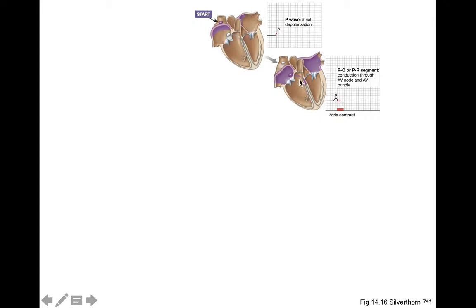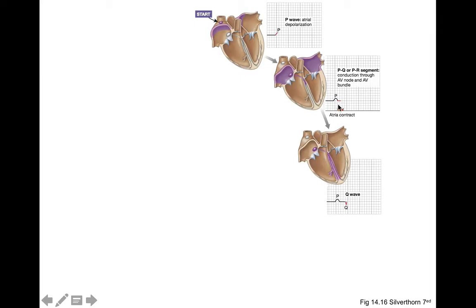So once the atria are completely depolarized, which will obviously cause them to contract, we're at this region here in the ECG trace. So the ECG trace is at the baseline. And then when the electrical signal has gone through the AV node and is now traversing the interventricular septum, causing only the interventricular septum to depolarize, while the rest of the ventricles remain repolarized, we see the Q wave.